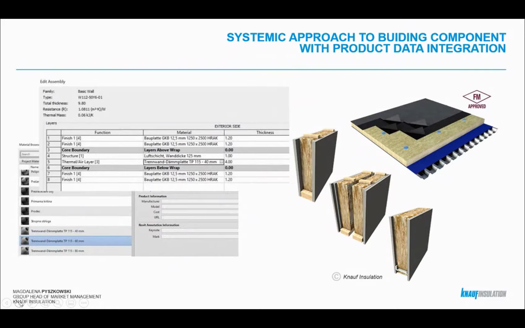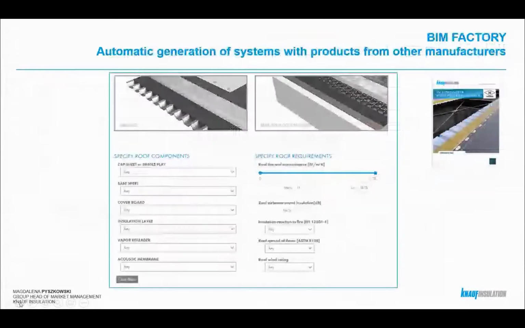So as Knauf Insulation, we are developing different solutions for the systemic approach to BIM based on the systems that we certified. This is the example of the certified system for flat roofs. This is a global certification, which gives the investor the opportunity to also get some decrease of the insurance for the project. And we provide these systems ourselves in BIM format.